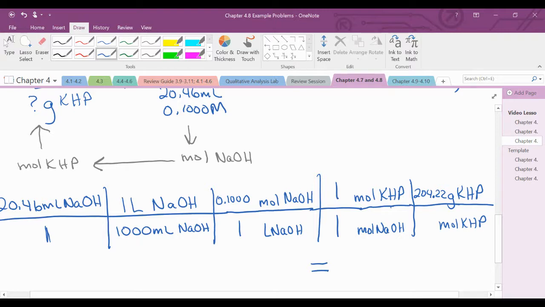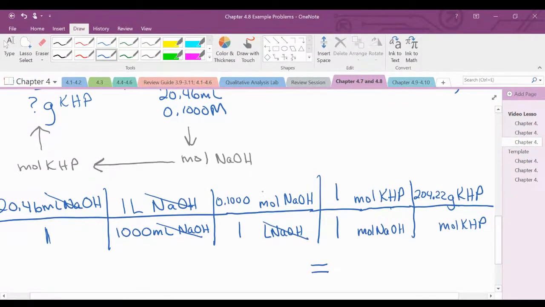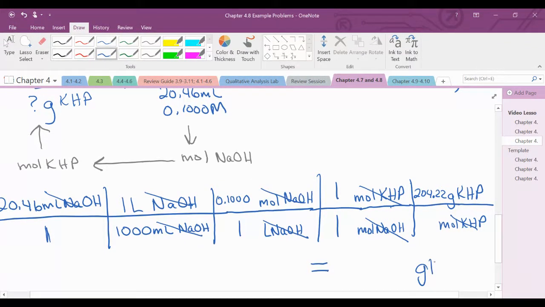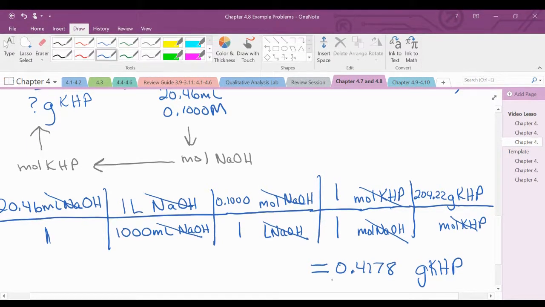4 sig figs, 4 sig figs, 5 sig figs. So I need 4 sig figs in my answer. These units cancel, so that I'm left with grams of KHP. And I need 4 sig figs at 0.4178 grams.